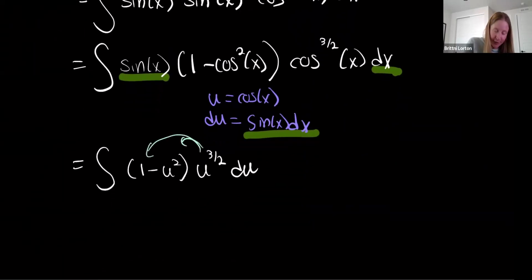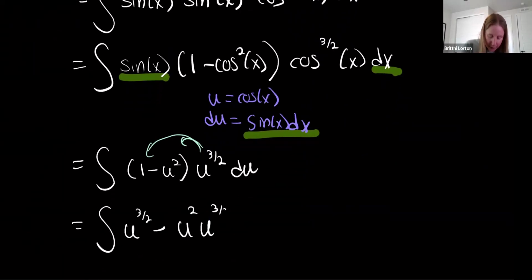Then I can do the algebra, distribute across. This will become the integral of u to the power of 3/2 minus u squared times u to the 3/2. And you know properties of exponents. I could add those two exponents. And if I add those, it would be 2 plus 3/2, which does become the power of 7/2.